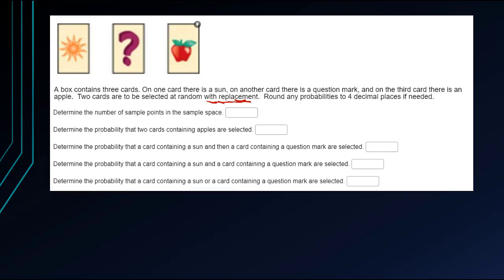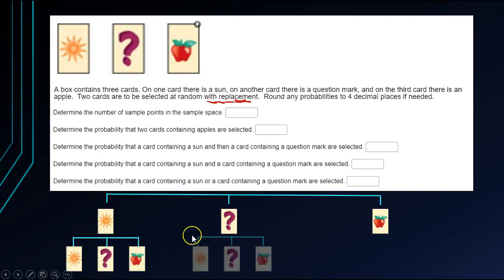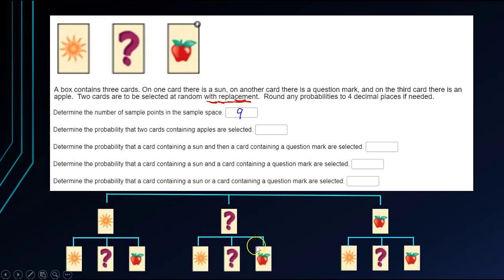So the first thing they ask you to do is determine the number of sample points in the sample space. Basically, on my first draw, I could have a sun, a question mark, or an apple. And for each one of these, I could have the same 3 on the second draw. So basically, I have 1, 2, 3, 4, 5, 6, 7, 8, 9 different outcomes.